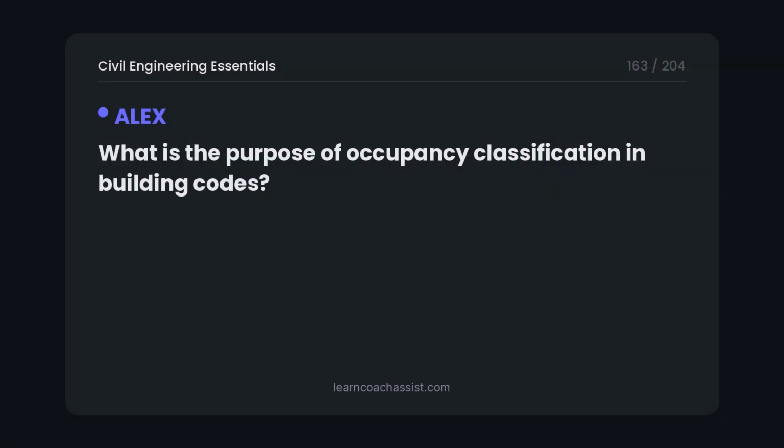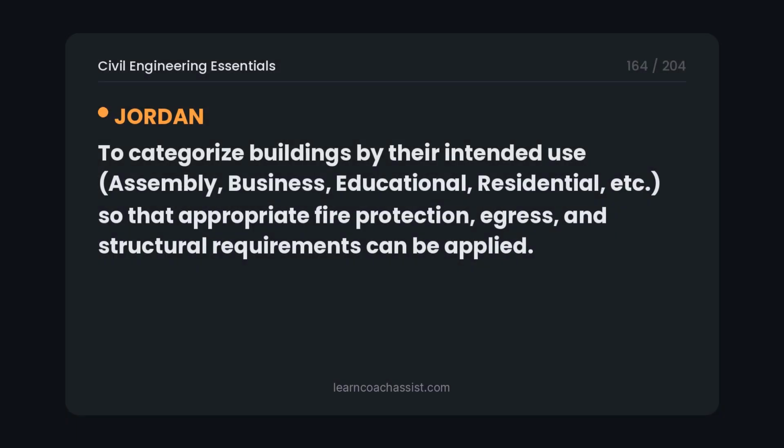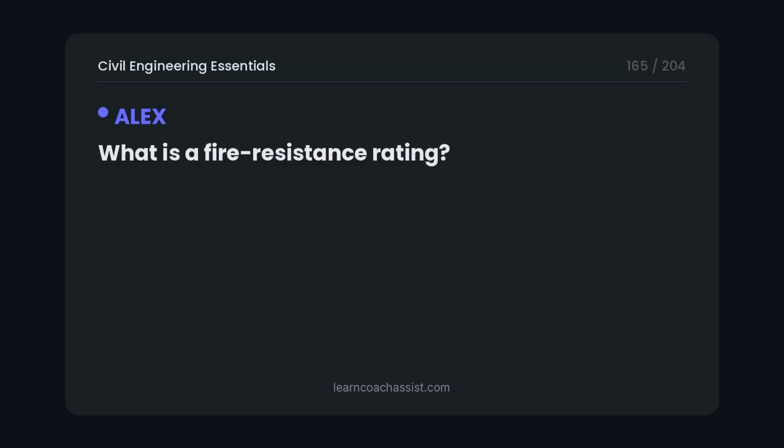What is the purpose of occupancy classification in building codes? To categorize buildings by their intended use, assembly, business, educational, residential, etc., so that appropriate fire protection, egress, and structural requirements can be applied. What is a fire resistance rating?